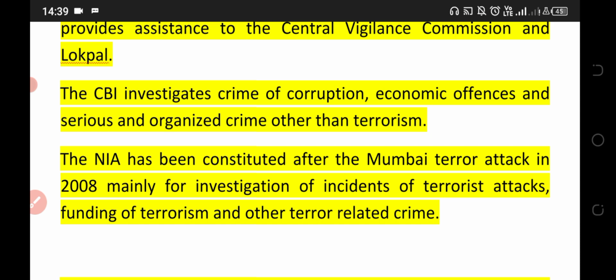The NIA was constituted after the Mumbai terror attack in 2008, mainly for investigation of incidents of terrorist attack, funding of terrorism and other terror related crime.